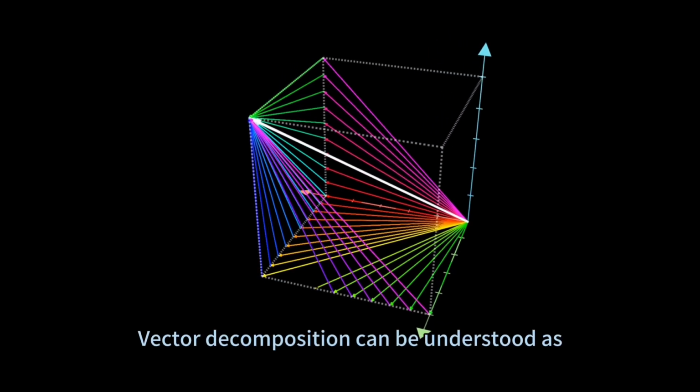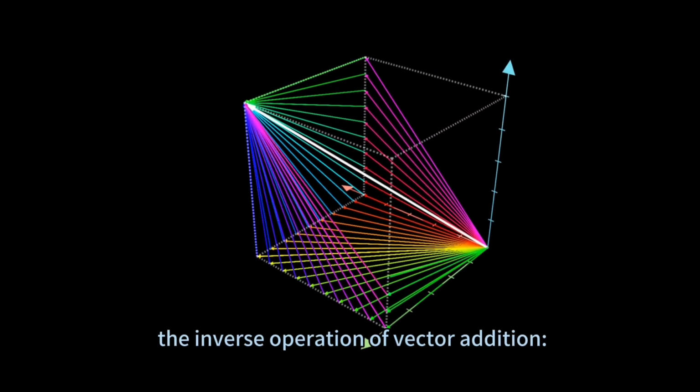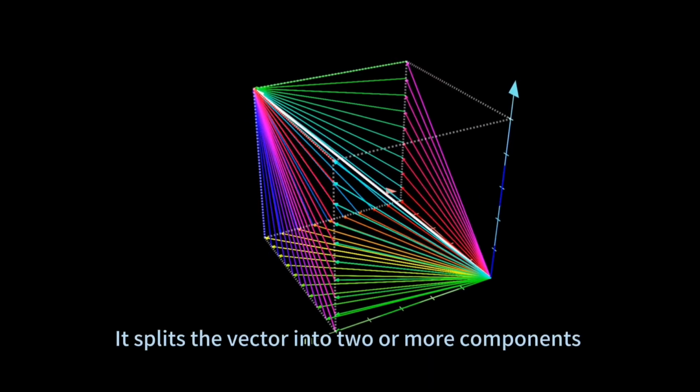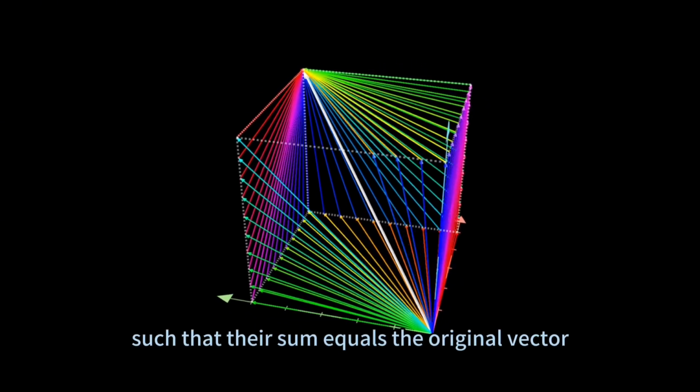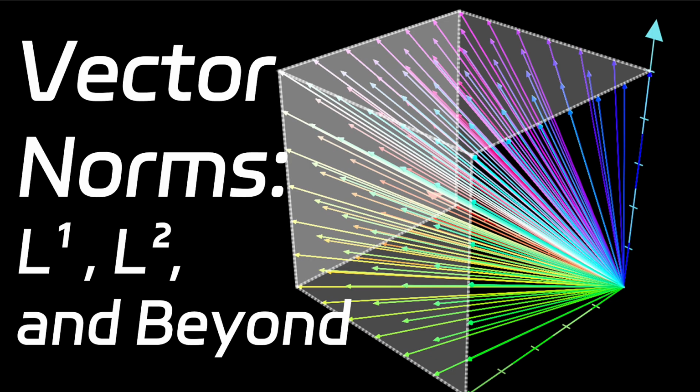Vector decomposition can be understood as the inverse operation of vector addition. It splits the vector into two or more components such that their sum equals the original vector.